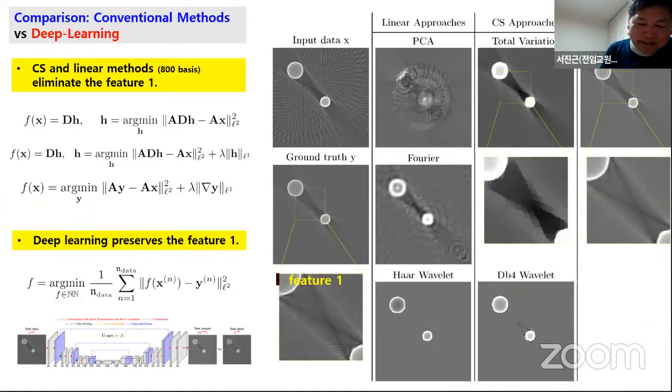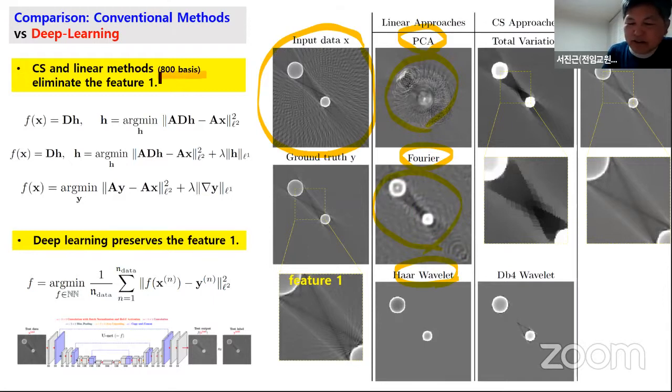Okay, this is a comparison. This is the input data. This is a linear approach: PCA, the truncated Fourier, and the Haar wavelet. PCA completely destroys the image. Fourier also destroys it. Actually, this is 800 basis. The total variation and Daubechies wavelet look better, but somehow maybe this destroys this one. But deep learning preserved this one very well. So in this example, deep learning has better performance.